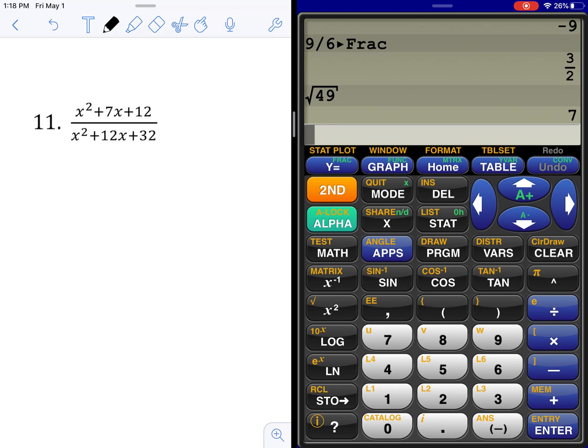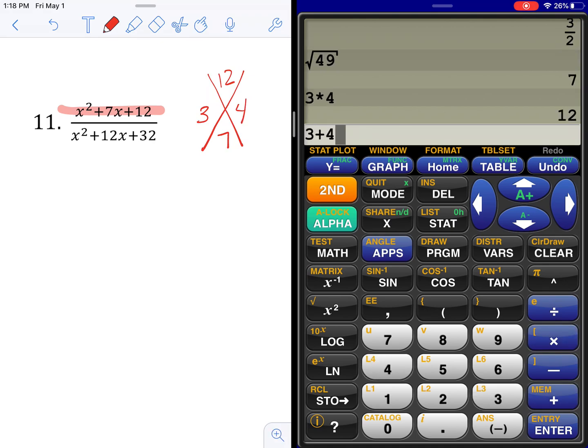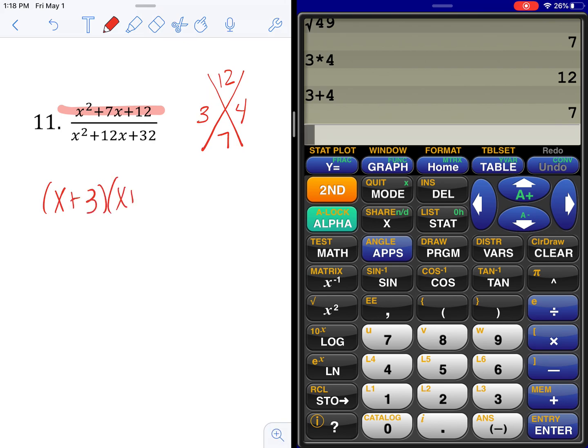All right, let's do one more of the division. Look at your x squared plus 7x plus 12. Can you factor that? It is 3 terms. Factors of 12 that add up to 7 would be 3 and 4. 3 times 4 is 12. 3 plus 4 is 7. So I get x plus 3 times x plus 4.